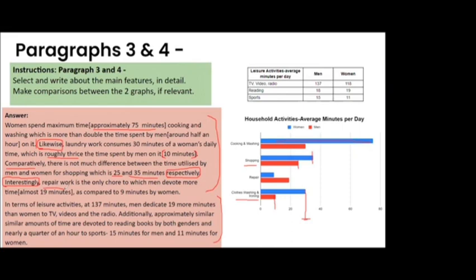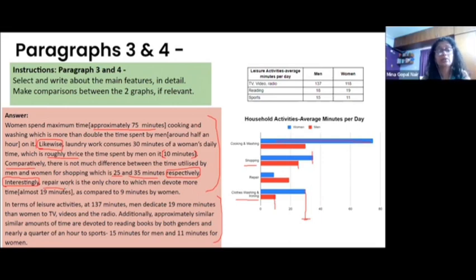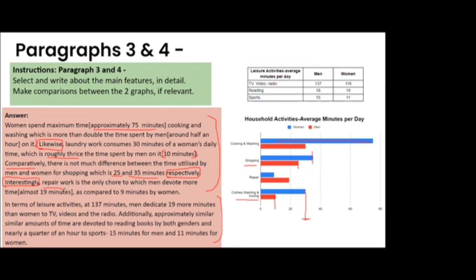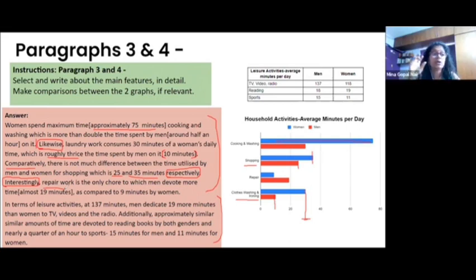Yeah, Sayam. Two things are coming to my mind. One is surprisingly, and we can also say on the contrary. You can use words like on the contrary or conversely, on the other hand. These are linking words which you use when you are talking about contrasting pieces of information. So conversely, repair work is the only chore to which men devote more time, almost 19 minutes as compared to 9 minutes by women.